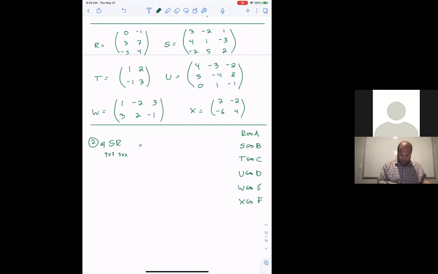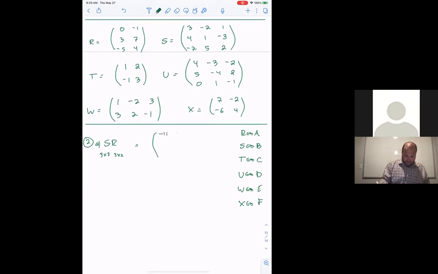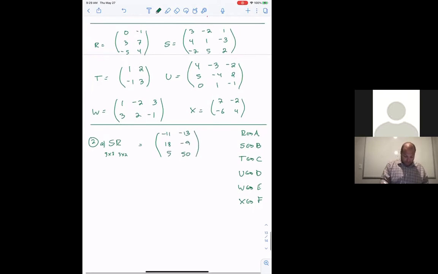So A, it wants SR. That's B times A, second matrix. B, second matrix, A. This gives me negative 11, negative 13, 18, negative 9, 5, and 50. B, it wants TR. T is 2 by 2, R is 3 by 2. No can do, not defined.